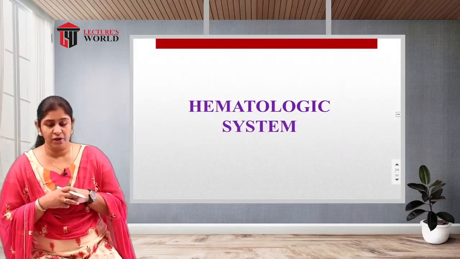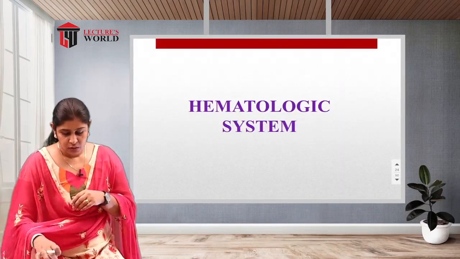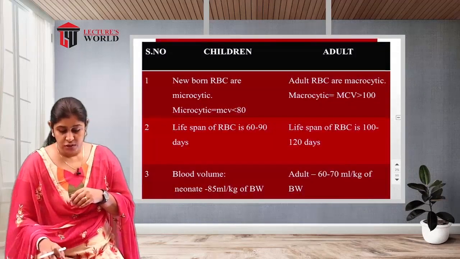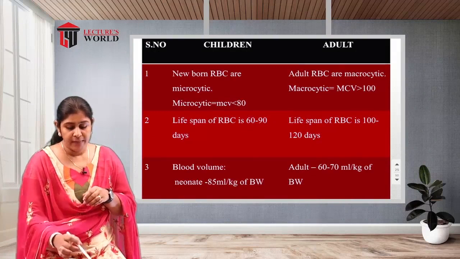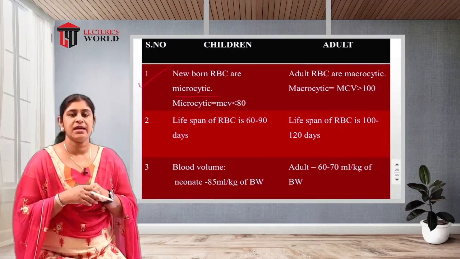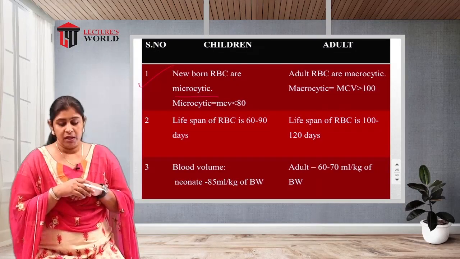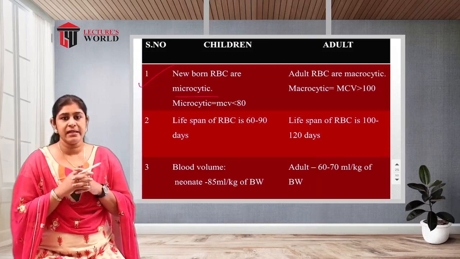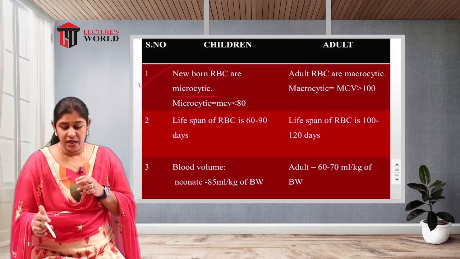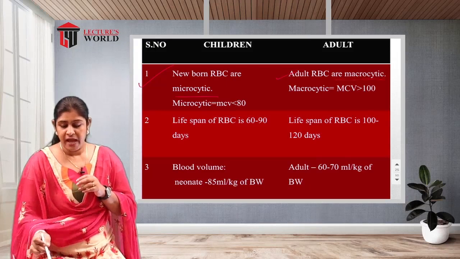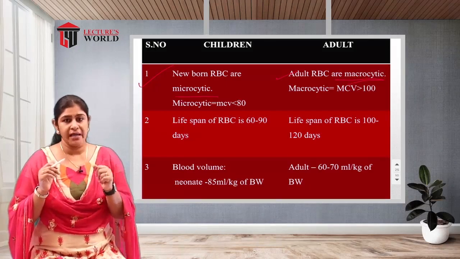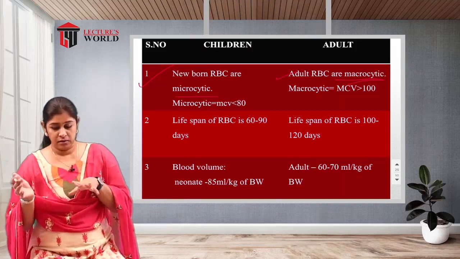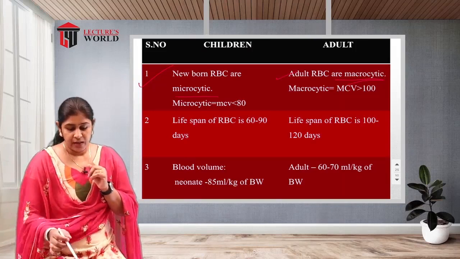Next comes the hematologic system. In the hematologic system there are also certain differences. In children, newborn RBCs are microcytic, whereas in adults RBCs are macrocytic.